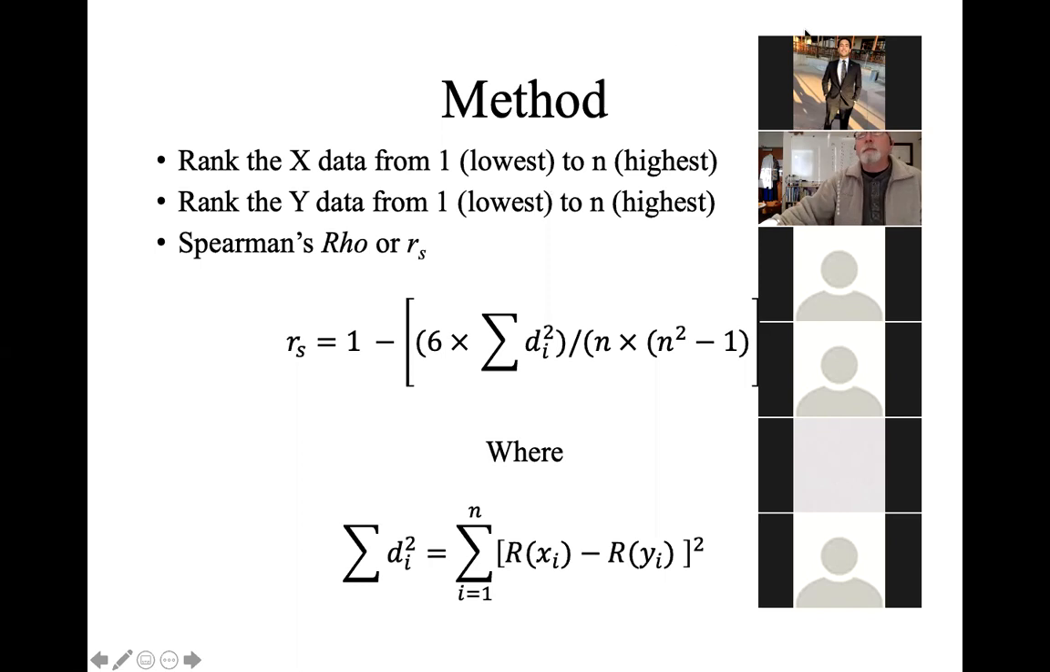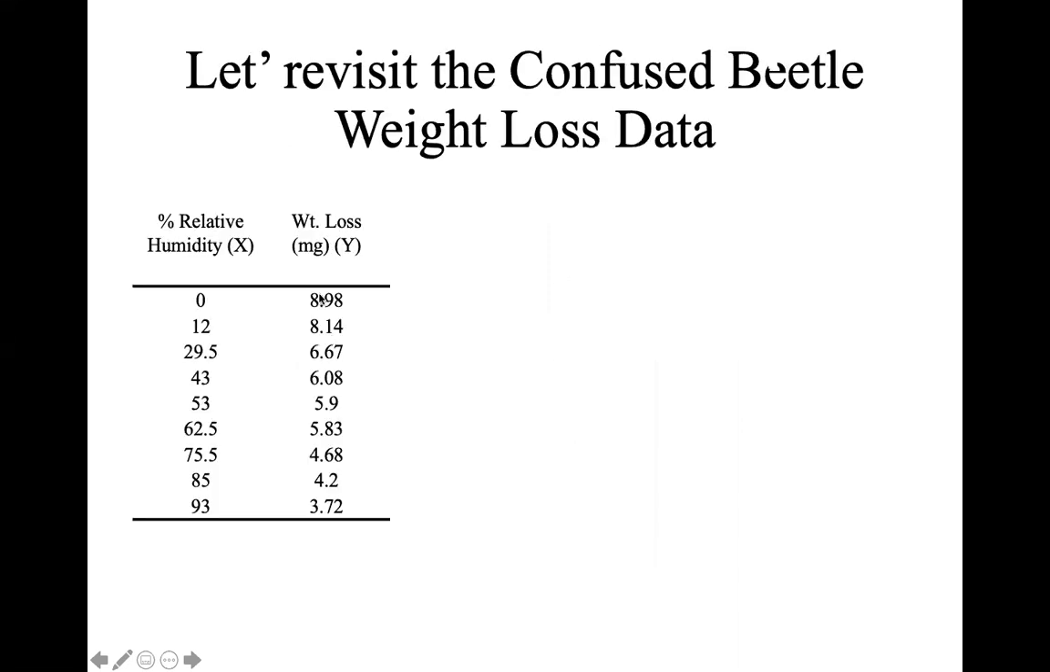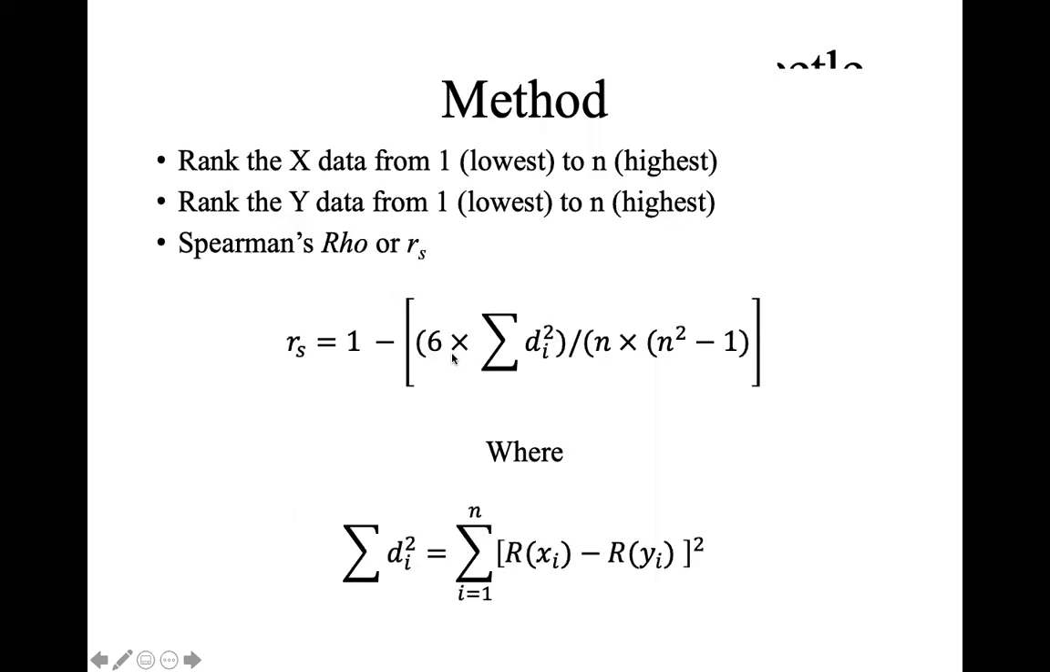Once you have this done, the formula is not complicated. You have Spearman's rho, which is R sub S here, and it's just 1 minus everything in this bracket. The bracket has a numerator that is 6 times the sum of d squared sub i, divided by n times n squared minus 1.